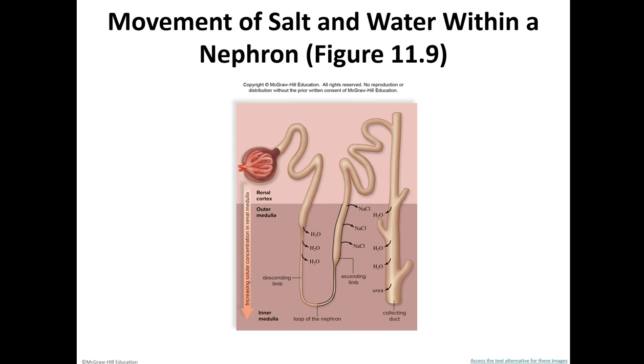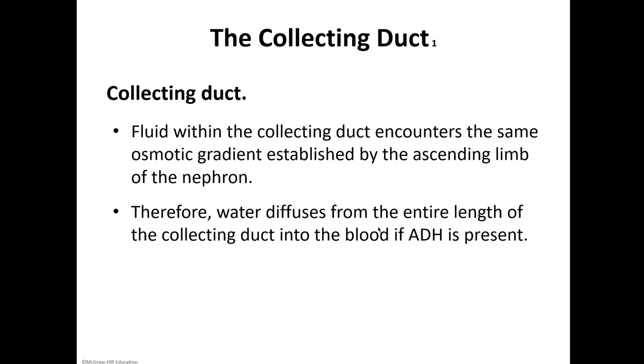So you can see on the ascending limb, sodium passes out; on the descending limb, water comes out. Water pulls out from the collecting duct as well. The collecting duct: fluid within the collecting duct encounters the same osmotic gradient established by the ascending limb of the nephron. Therefore, water diffuses from the entire length of the collecting duct into the blood if ADH is present.